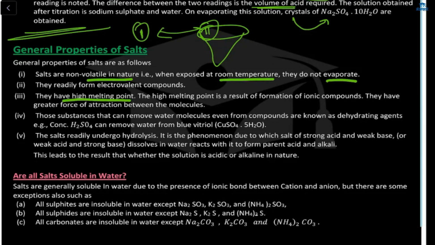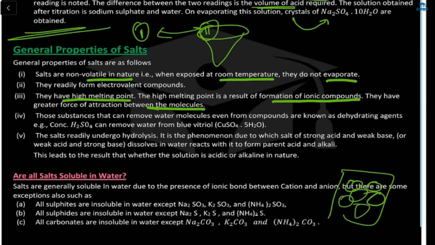They result in the formation of ionic compounds, like salt, which is NaCl. They have a greater force of attraction between molecules. If they have a greater force of attraction between molecules, it means they are very tightly packed and the intermolecular forces are very high. Those substances that can remove water molecules even from compounds are known as dehydrating agents. So that is also a property of salt.